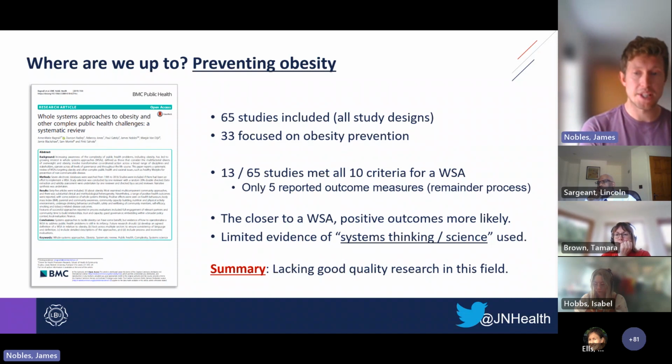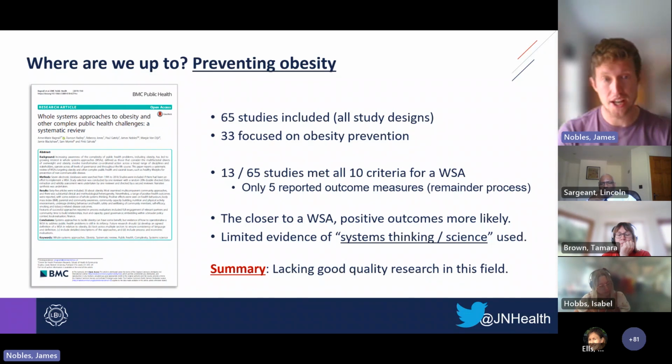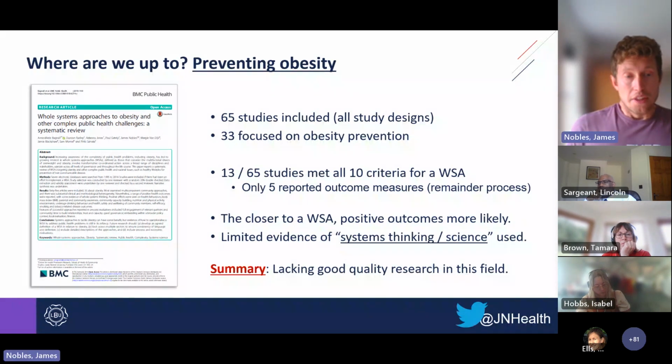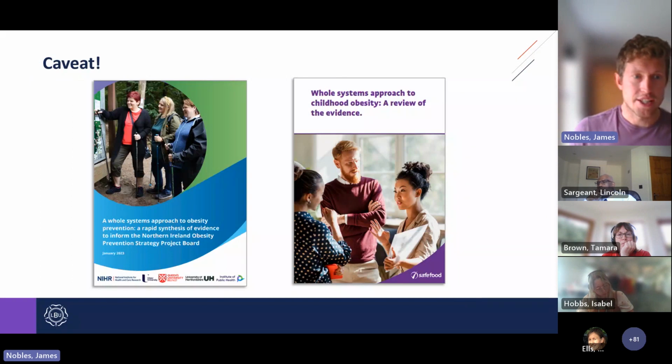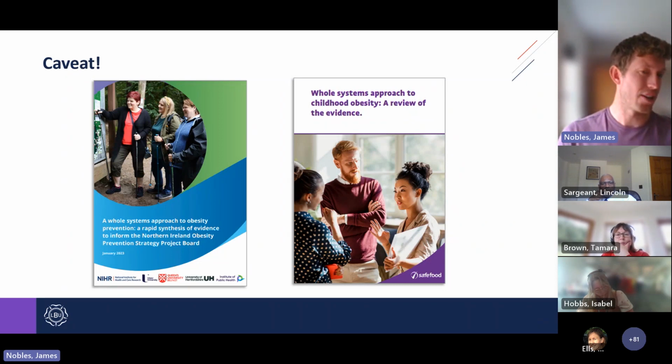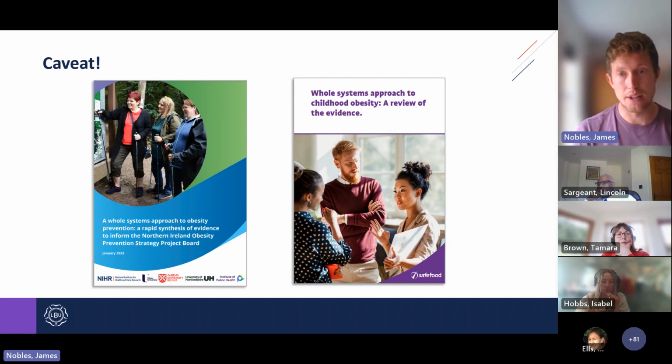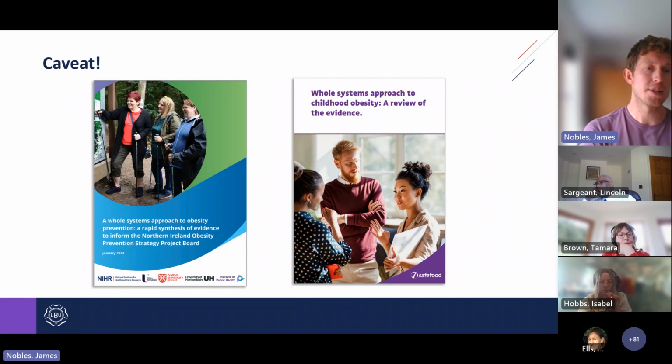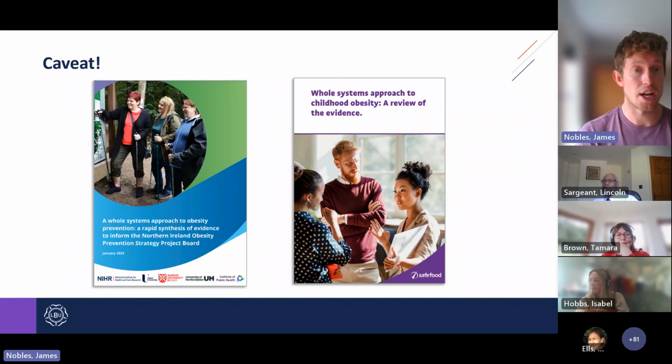So just in summary from this paper, it seems that we are really lacking quite good quality research in this field. There are also, just to caveat this, a couple of other papers which are available now. I guess they're not necessarily published academic papers, they're published reports which have had academic teams involved in them. But these two documents, should I say, have been published in the last year or so, which again draw quite similar conclusions to those which I have alluded to on the slide before.